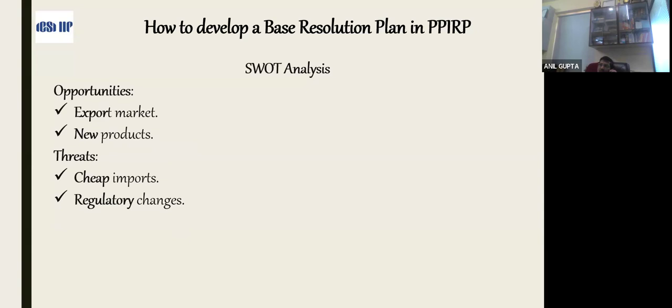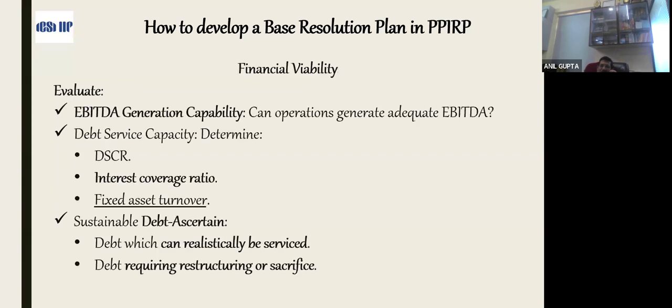Opportunities for the company: the export market, the new products. The threats: the cheap imports, the regulatory changes, all these things. The opportunities that are available, the export market, how much export market is there, or new products. If the company is manufacturing new products, that is also an opportunity. The threats, the cheap imports, regulatory changes, all these things in the SWOT analysis in the TEV report, they will mention about the company also.